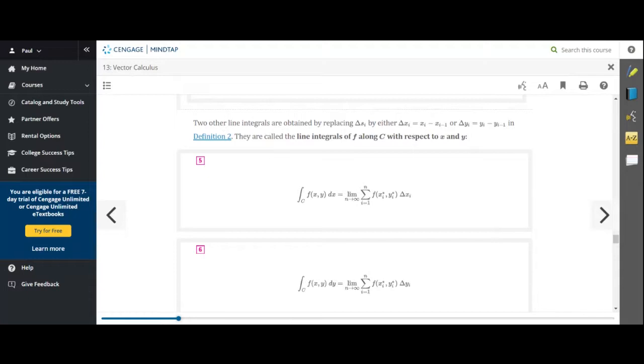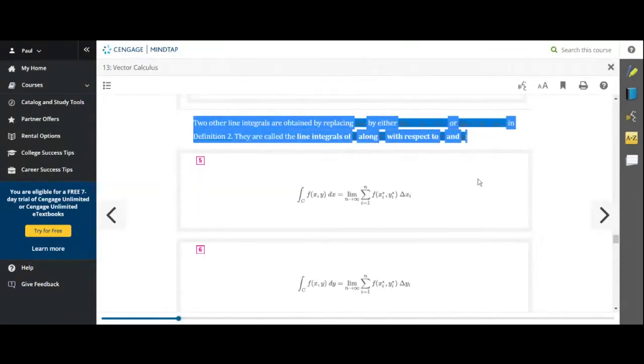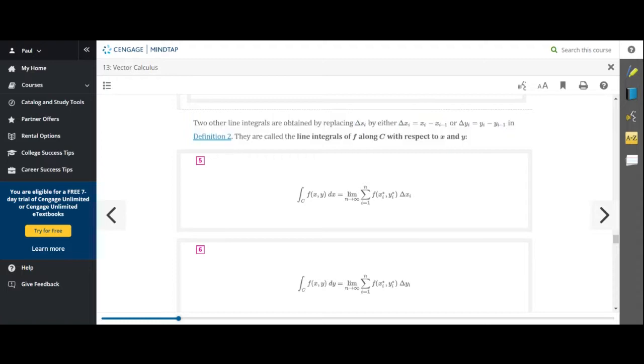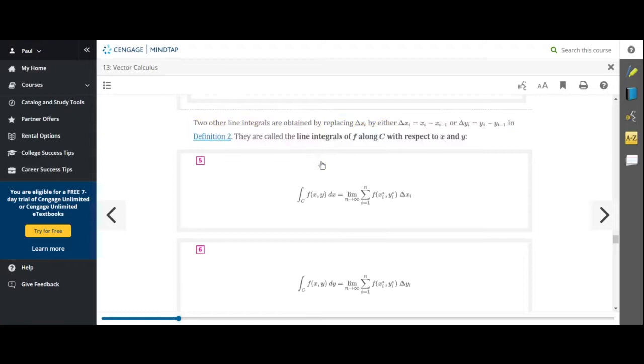Okay, line integrals. We looked at a line integral. Hold on, class. Okay, I want to highlight that. Good. So we looked at a line integral of a function along a curve C with respect to s, with respect to arc length.